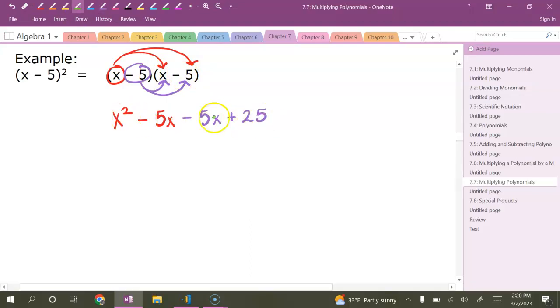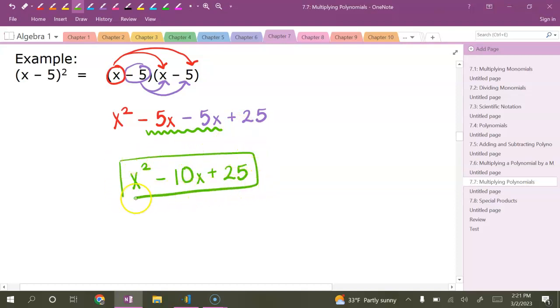You'll notice when you do these types of problems that there's only two like terms, and those are right there in the middle. So I have x squared coming down. In the middle, we're going to double it because it's the same. So it becomes negative 10x, and then we bring down the plus 25.